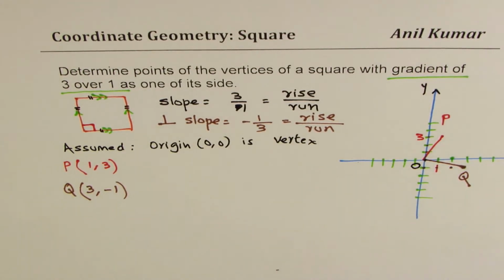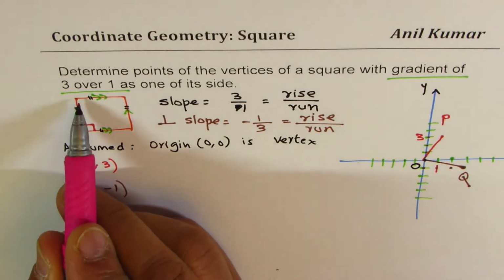Now the idea is to get the fourth vertex. How do I get it? I use the property that the opposite sides are parallel.